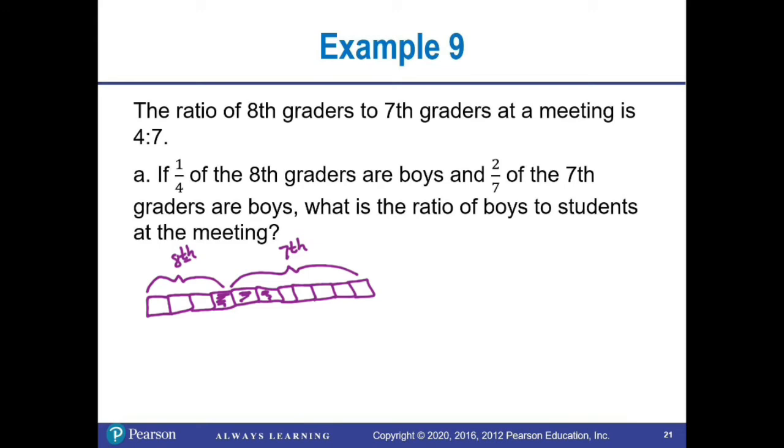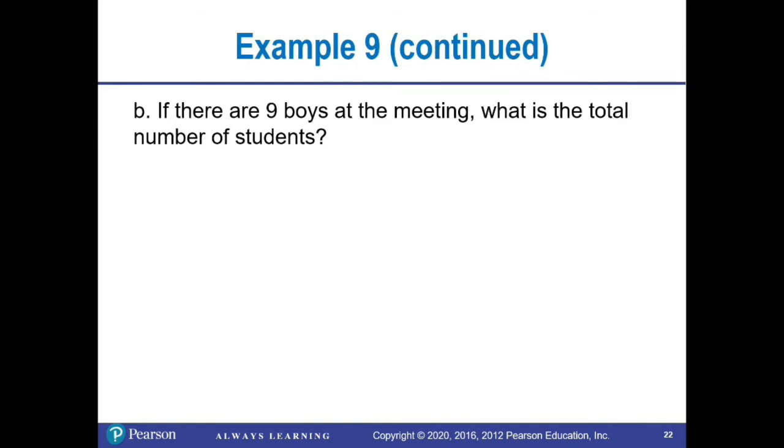So 2 out of 7 blocks for the 7th graders are shaded. Notice I have 3 blocks shaded to represent the boys. There are a total of 11 blocks, and so my ratio here is 3 to 11. Now let's suppose there are 9 boys at the meeting, and we want to know what's the total number of students. Well, 3 blocks represented the 9 boys, or those 9 students.